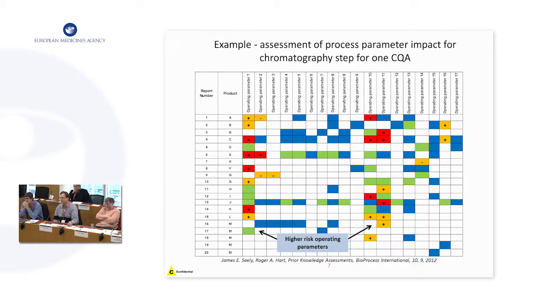This is just one example where we looked at the output of various operating parameters, process parameters, on a CQA, across different reports. You can identify there's certain parameters that come up as red a number of times, or yellow.